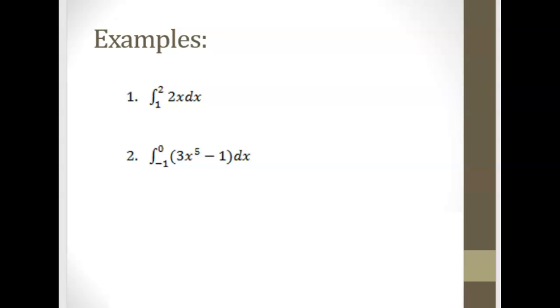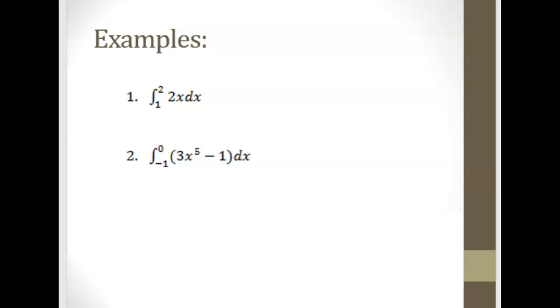So the integral from 1 to 2, if it has bounds that are numbers, our answer is also going to be a number. If it doesn't have bounds, your answer is going to be a function plus c.